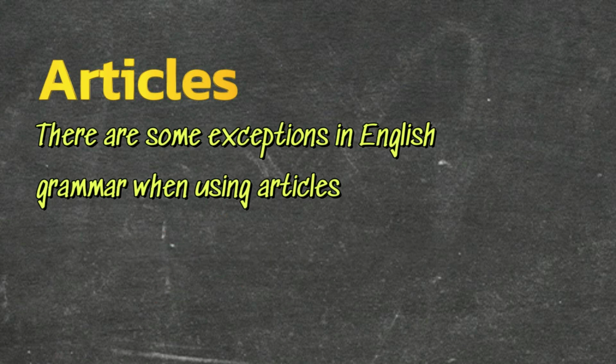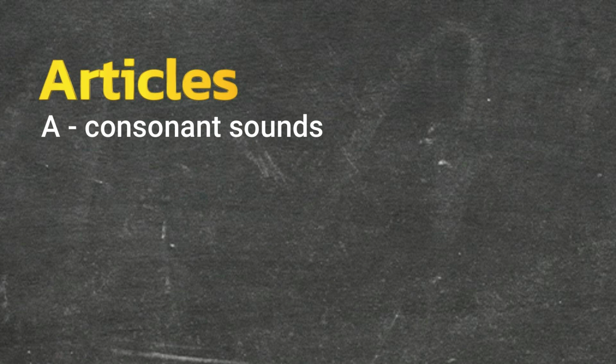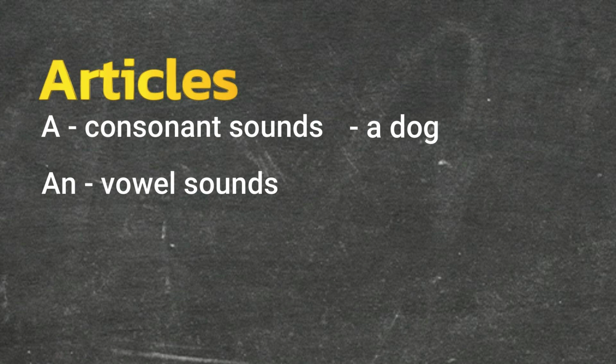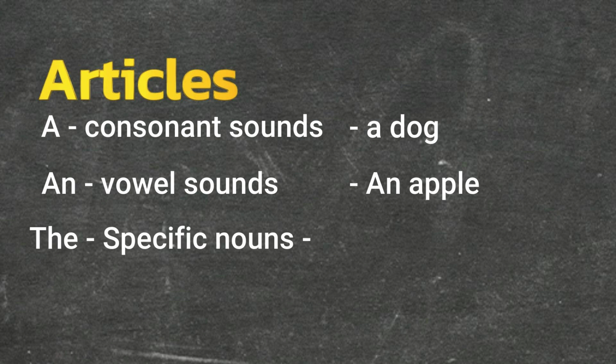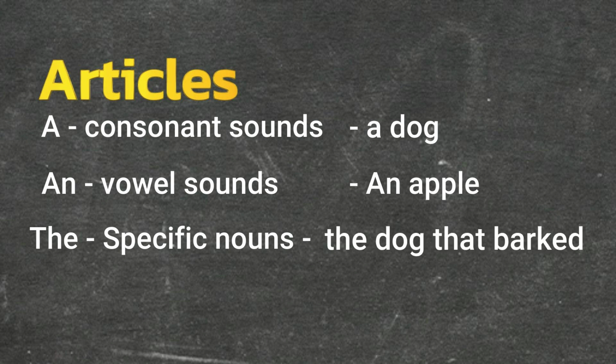We understand that a and an are indefinite articles. Use a before consonant sounds. Example, a dog. And an before vowel sounds. Example, an apple. Next, the is a definite article. It refers to something specific. Example, the dog that barks. I hope that you have learned both definite and indefinite articles.